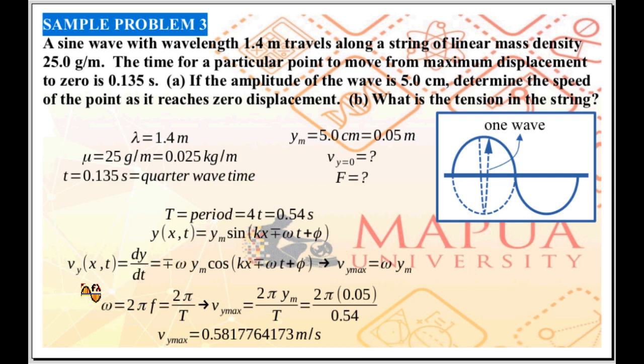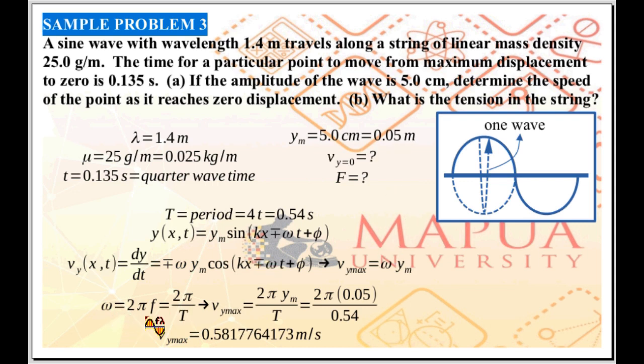Getting the velocity function, we simply differentiate y with respect to time. We get minus plus omega ym cosine of kx minus plus omega t plus phi. The maximum value of this equation is simply the amplitude of this equation, which is omega ym. So vy max is omega ym. We'll be able to get the maximum value of the particle velocity vy if we know the angular frequency, since we already know the amplitude ym.